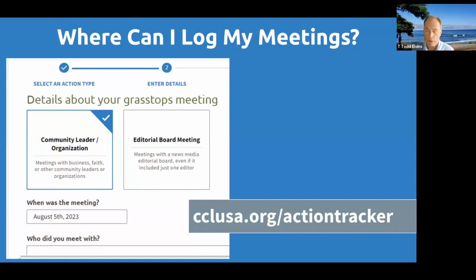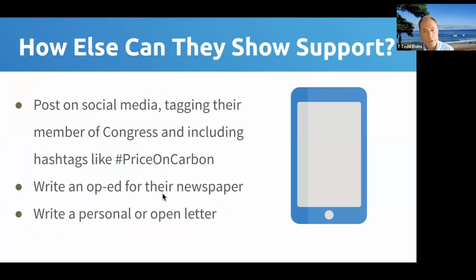After lobbying with you, be sure to encourage your community leaders to continue to show support. Lobbying with you is only one of the ways to pull the Grasstops lever. So here are some great and easy options for ways they can show their support in other ways. They can post their support on their own social media, tagging their member of Congress's social media handle and using the hashtag #price on carbon.